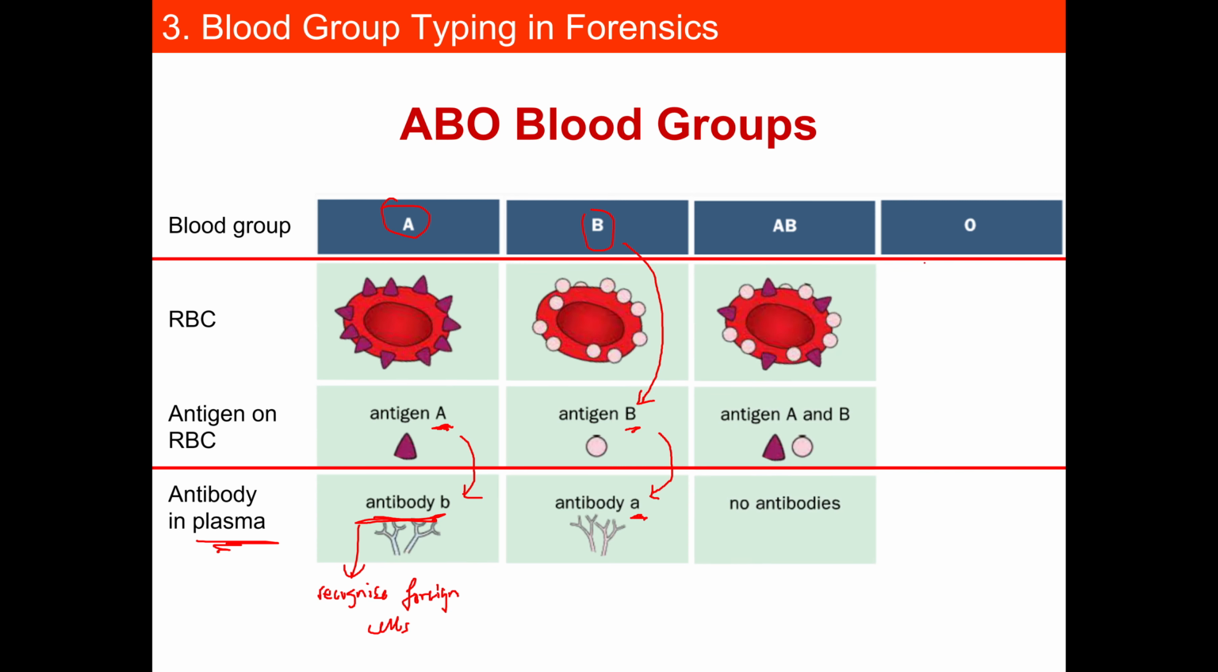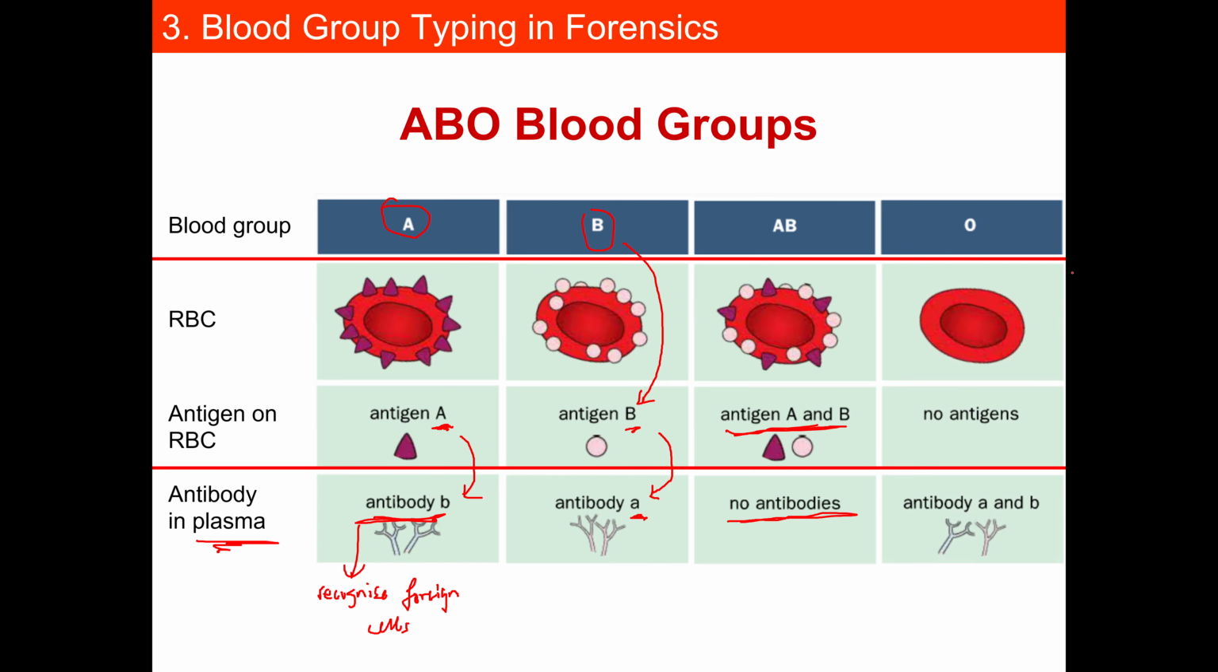Then finally we have blood group AB, where there are both antigens A and B on the red blood cell surface. However, they have no antibodies. The reason is that if I have antibody a or antibody b inside the plasma of blood group AB, then I would be attacking myself because I have A and B on my surface. So your body has evolved, if you are blood group AB, to not have any antibodies inside the blood plasma.